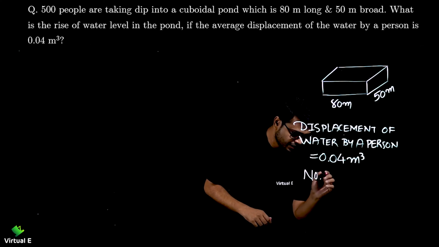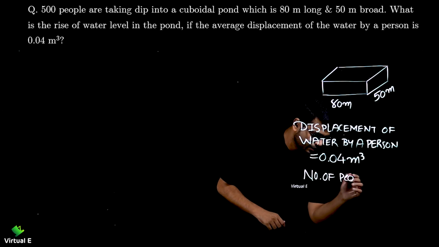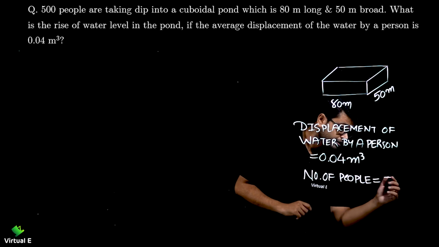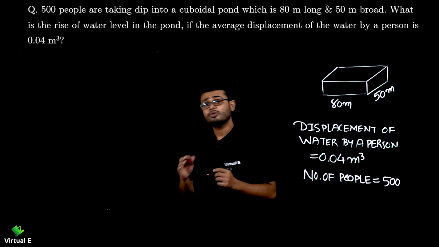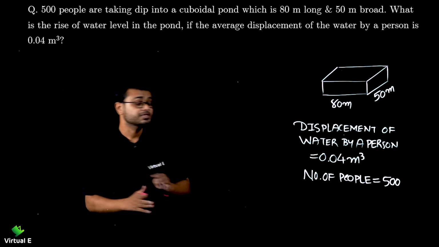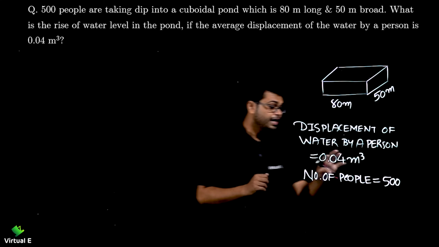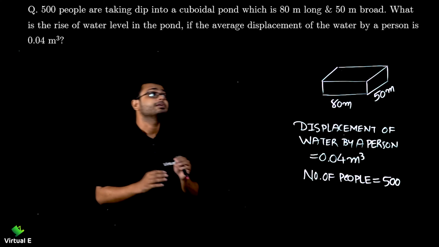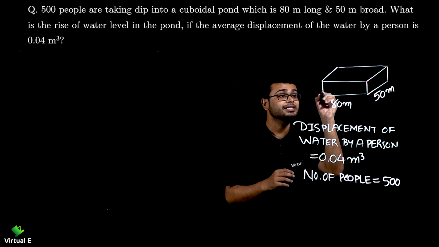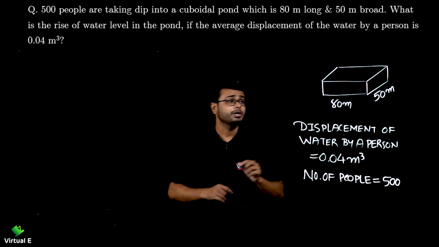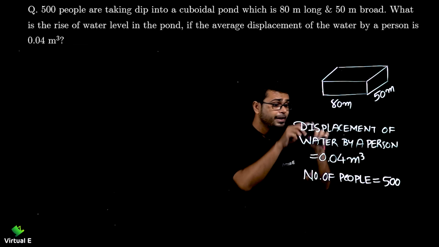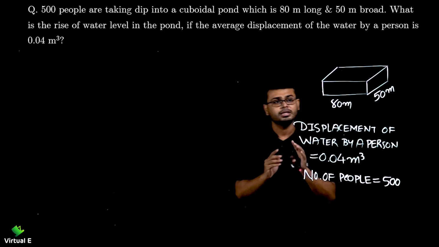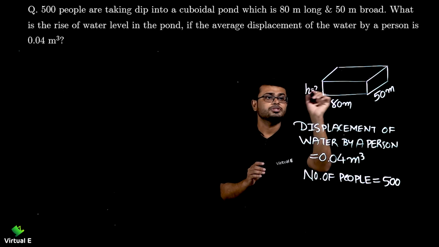And let's write the number of people is equal to 500. If I want the volume of water displaced by these 500 people, I just need to multiply 500 into 0.04. Now we need to find how much the height has increased. So indirectly, I will compare the volume of this quantity with the volume of this cuboid. Then we need to find the height. So h is missing.